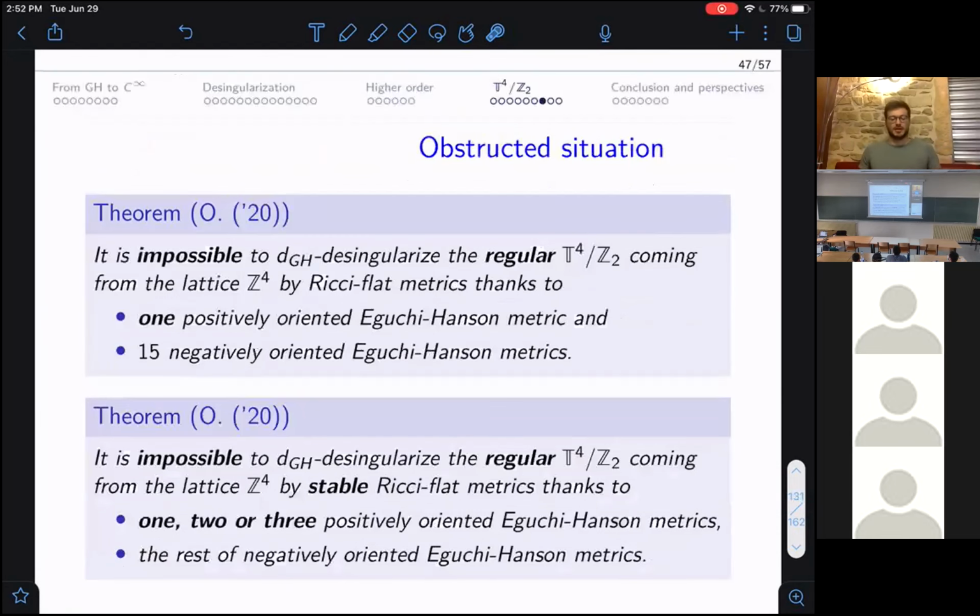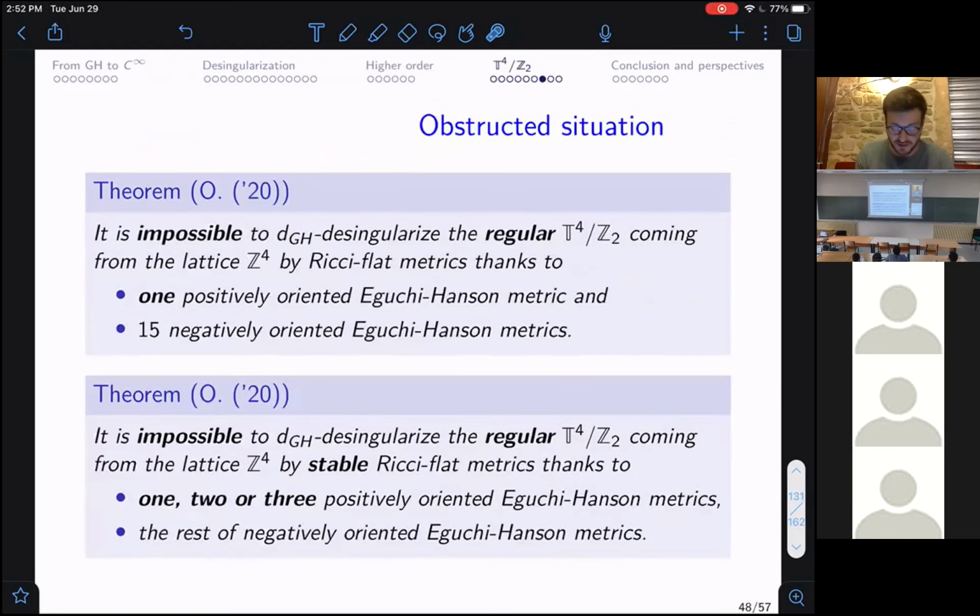Maybe more another type of, a true type of obstruction under only topological assumption is that you cannot desingularize the regular torus coming from the usual Z^4 lattice by one Eguchi-Hanson metric in one orientation and 15 in the other. If you add the word stable, it's even worse. You cannot do it with at most 3 and at least the rest of negatively oriented Eguchi-Hanson metrics.